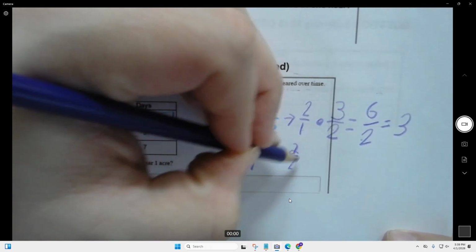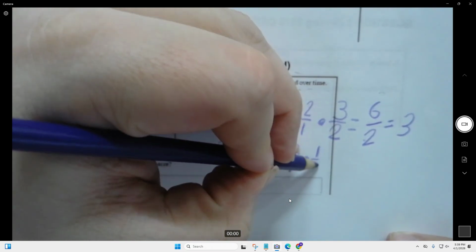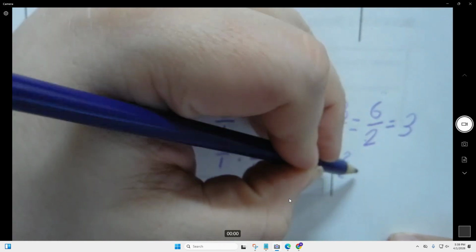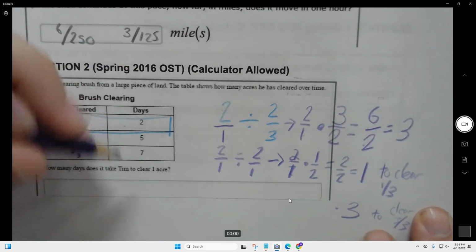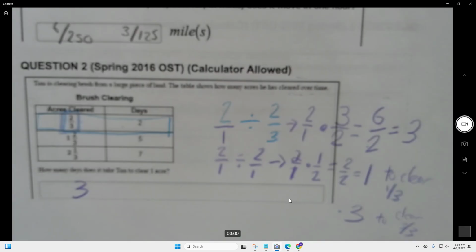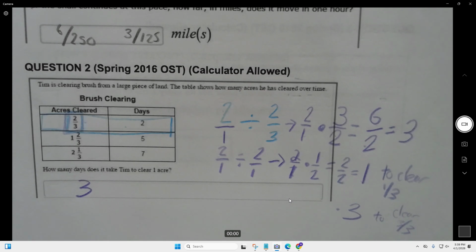Okay, and then we would do keep, change, flip. 2 over 1 times 1 over 2 equals 2 over 2, or 1, to clear 1/3 of an acre. 1 day to clear 1/3. Then to clear 3/3, we would need to multiply this by 3. One times 3 would be 3, so either way it works out. Okay. Days per acre.